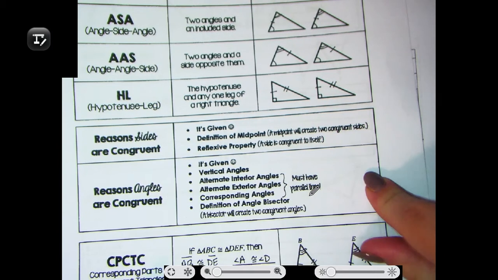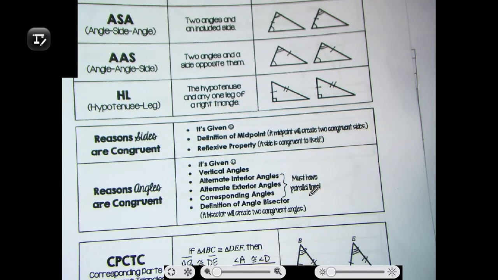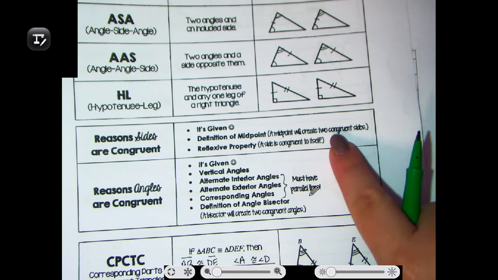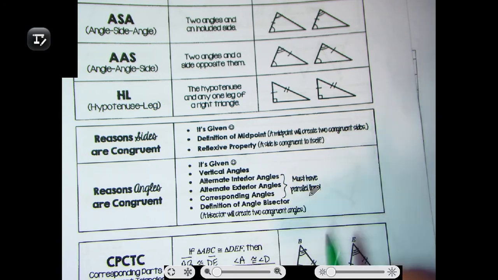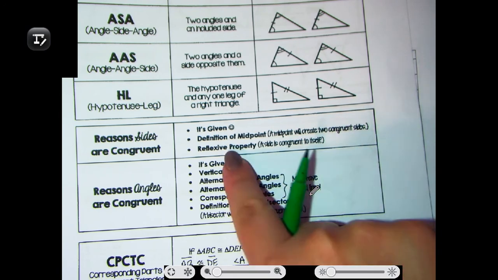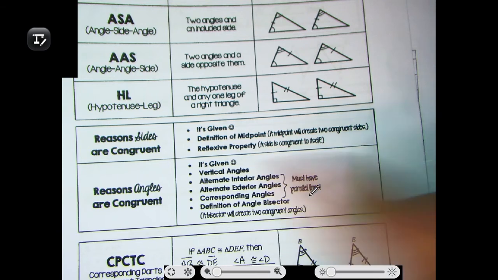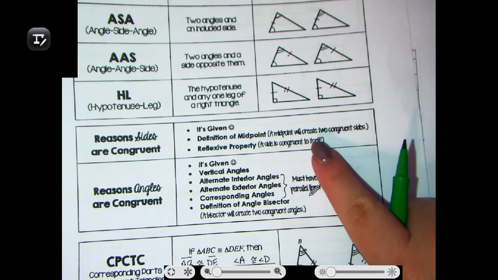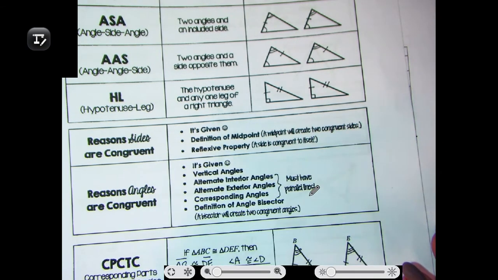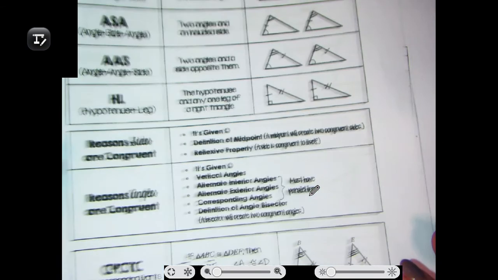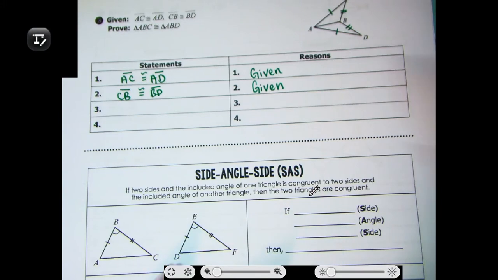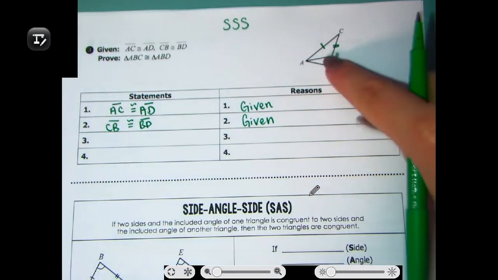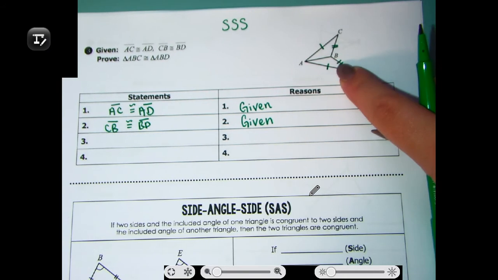Reason: sides are congruent, it's given. Okay, so I used those two. Definition of midpoint. Well, I don't really have a midpoint going on in this problem, but then I have the reflexive property. The reflexive property says a side is congruent to itself. So let's see if I can apply that in this one. A side is congruent to itself, meaning AB is congruent to itself, right? So it's in both triangles. It's in this one and it's in this one.